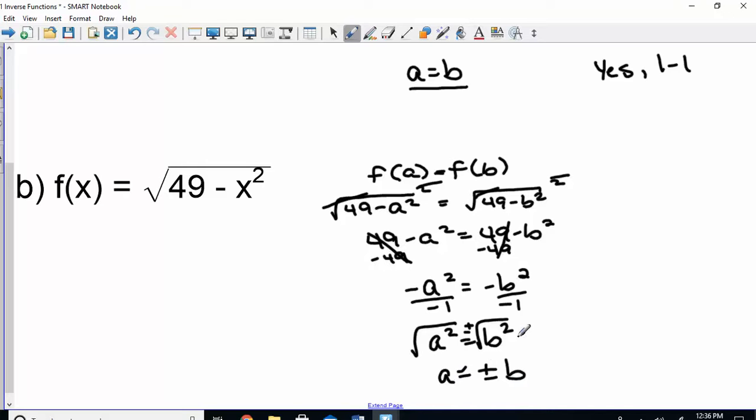Okay. So what this tells me is I could put in two different numbers and get the same y value. For instance, if I put in positive 7, I get square root of 0, which is 0. But that's the same as when I put in negative 7, I get square root of 0, which is 0. So both positive 7 and negative 7 gave me the same y value, so is this one-to-one? No.